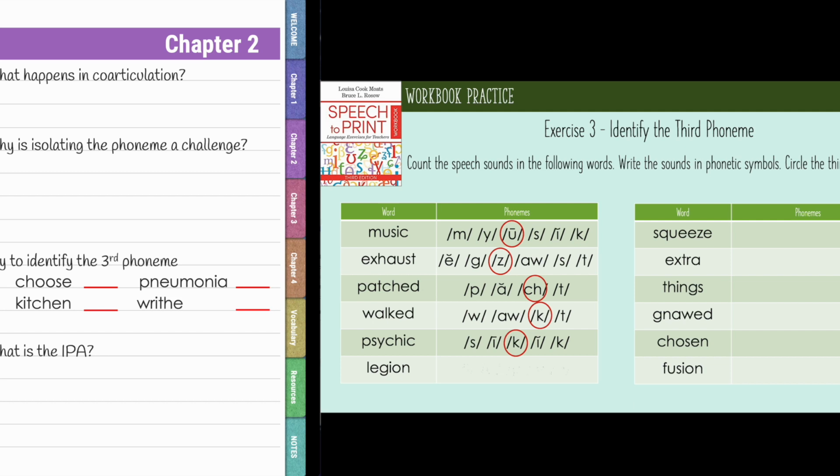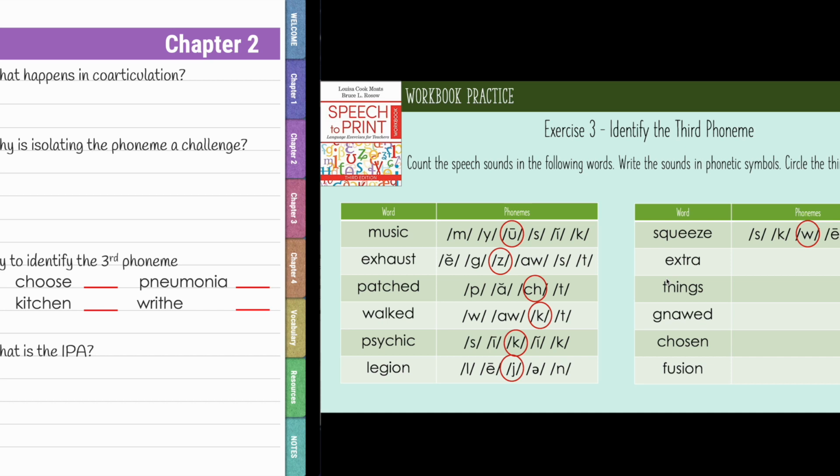Legion. Third phoneme is that J. Nice job. Squeeze. Third phoneme is the W. Did this one trip you up? You have S, K, W. Now there is some argument that the Q is the K, W, two phonemes just like the X. My argument is that you always have a U with the Q. So I would represent the Q as being the K and the U being the W. They always go together though.